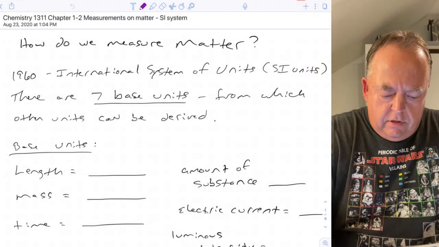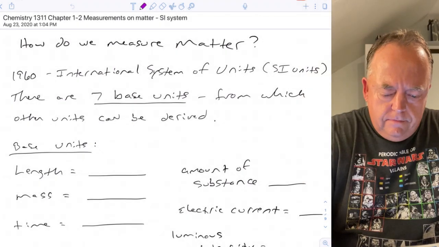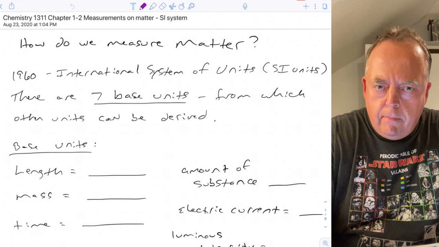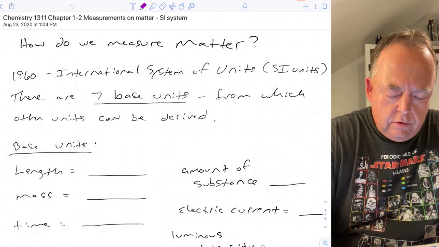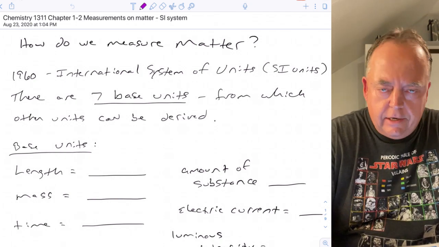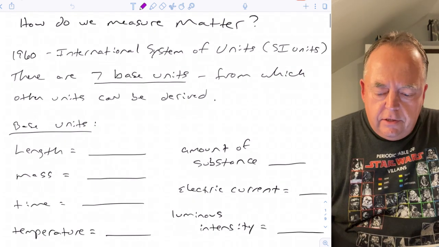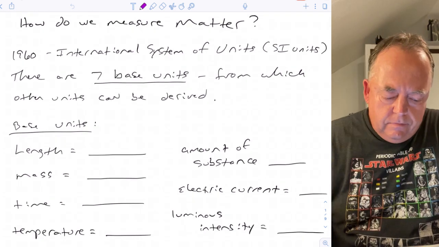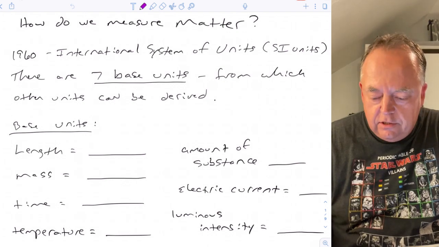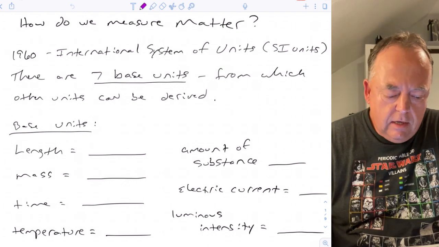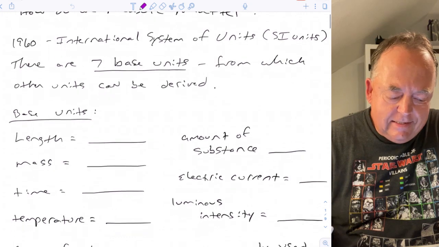Okay, so this will be the second lecture out of chapter 1. So in the first lecture we talked about what matter is. So in this lecture we'll start talking about how do you make measurements on matter. So if you're going to make measurements on matter, then you need a unit, and scientists typically will use the SI system. So it was developed back in 1960.